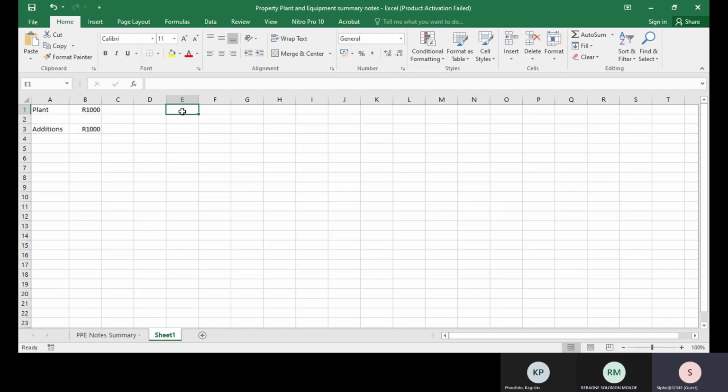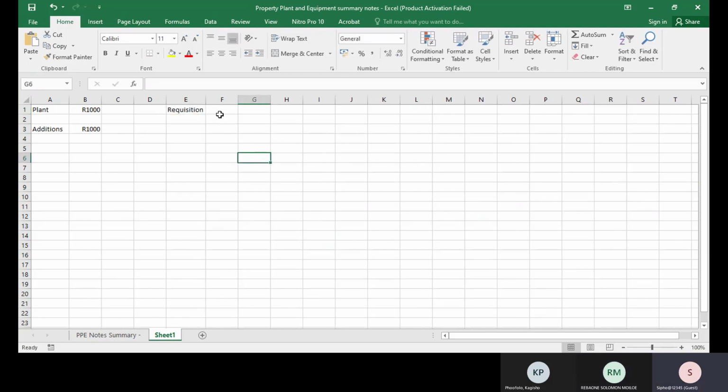So the first document that you'll have when you purchase this plant, you agree with me that there's going to be a need for you to buy the plant? Yes. So when there is a need for you to buy the plant, you have a document called a requisition. Yes. So let's say a person wants this plant. There will be a need for you to buy the plant.